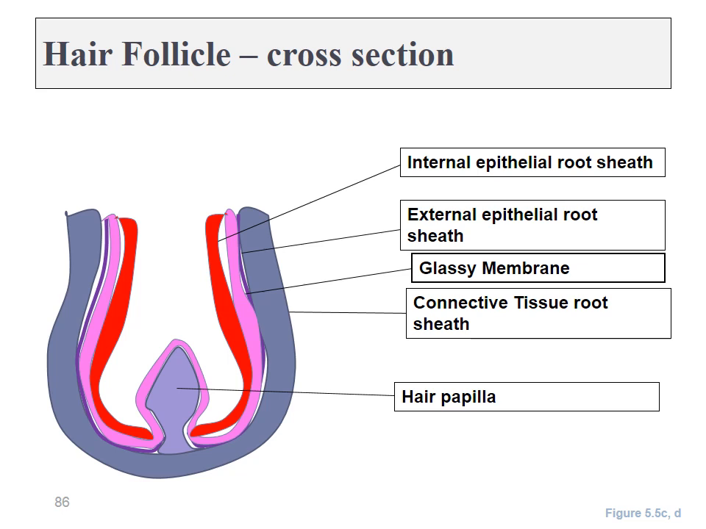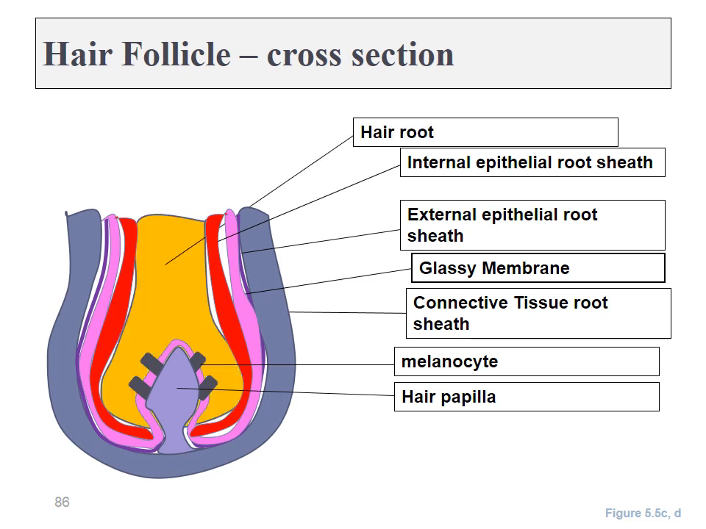Down at the very base of this hair follicle is a little bump called the hair papilla, and it's here that you find the melanocytes that produce the melanin that give our hair its particular color. The hair itself is composed of dead keratinocytes that came from the living hair follicle.